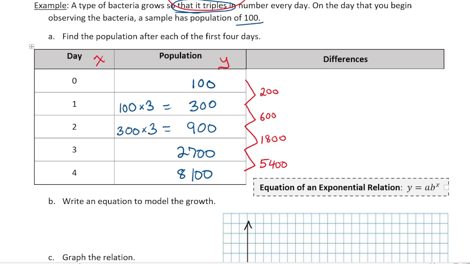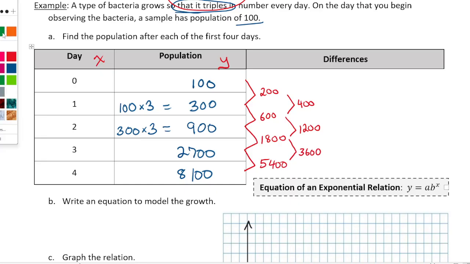So we could do second differences, which is just the change of our first differences, right? 600 minus 200 is 400. 1800 minus 600 is 1200. 5400 minus 1800 is 3600. Well, it's definitely not quadratic either then. So what does that tell us?